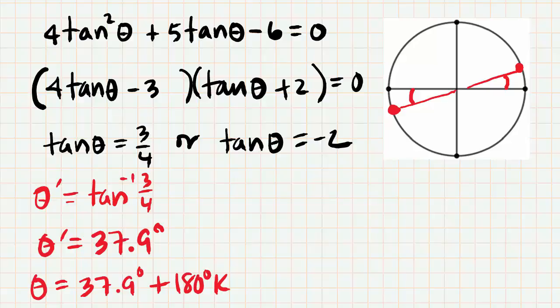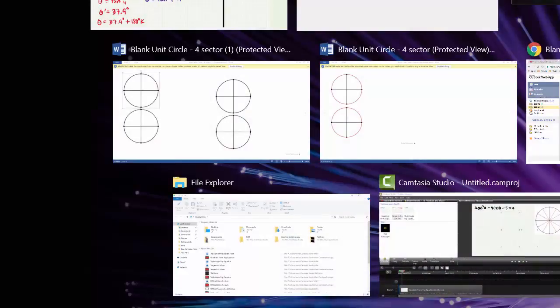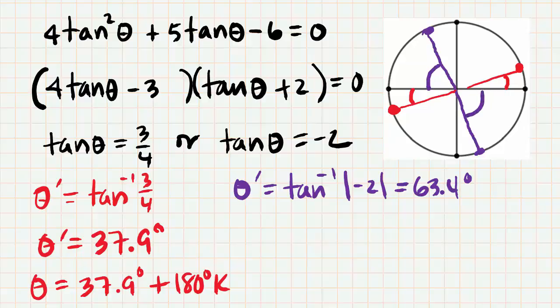Let's take a look at the second group. Here, our theta prime will be the inverse tangent, and to get a reference angle, we have to take the absolute value of the right-hand side. So that is going to give us, when we type it into our calculator, 63.4 degrees. Okay, tangent of theta is negative 2. That's in quadrant 2 and quadrant 4, and those are 180 degrees apart. And the reference angle for quadrant 2 angles is right there. The reference angle for quadrant 4 angles is right there.